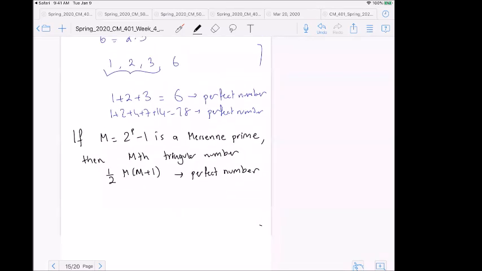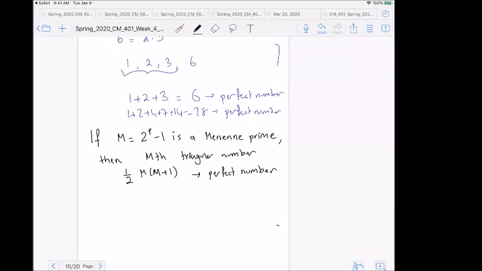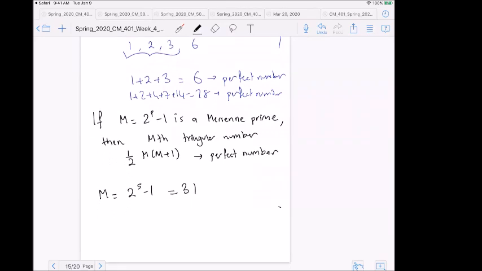For example, n is equal to 2 to the 5 minus 1, which is equal to 31. It is a Mersenne prime, and the 31st triangular number, let me write it as t sub 31, is equal to 31 times 32 divided by 2. This is equal to 496, and 496 is actually a perfect number.